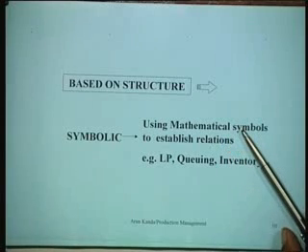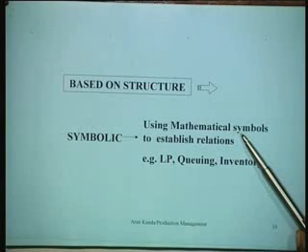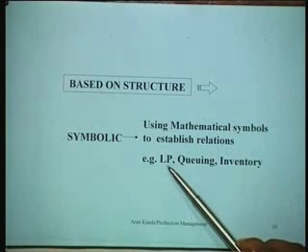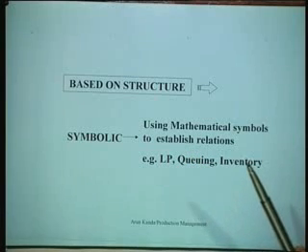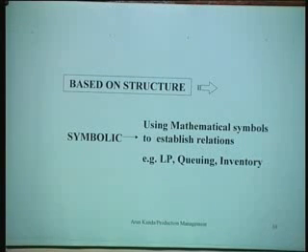In fact, this is the most commonly used model in production systems, and in almost all areas of project and production management. So what we are doing here is that the quantities of interest are represented by some kind of symbols, and you establish the relationships between these symbols. You establish what your priorities and objectives are, and you have a mathematical model which tries to capture this situation. Some typical examples are linear programming, non-linear programming, queuing theory, inventory theory. All these are basically symbolic models.